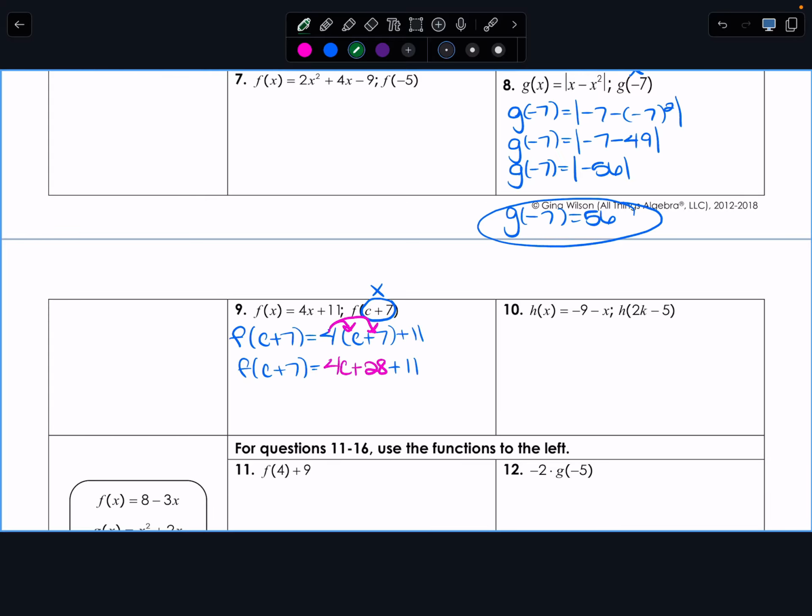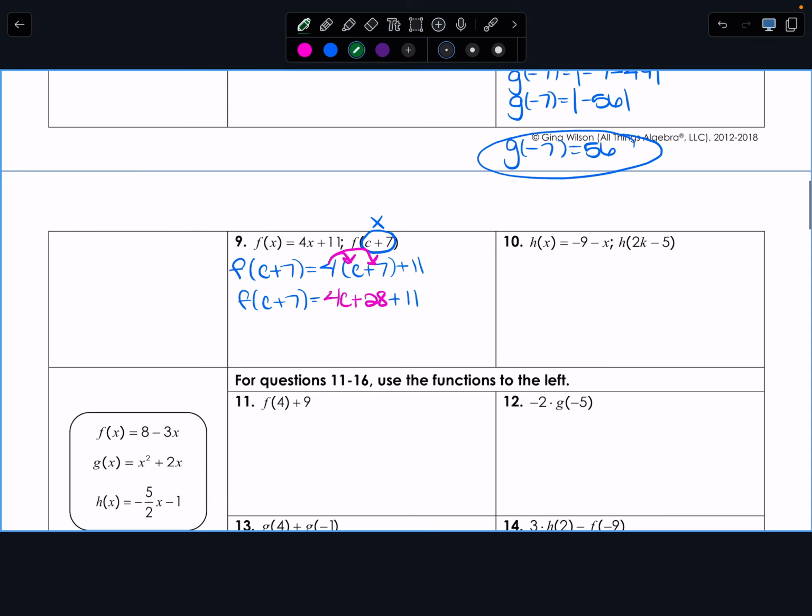We are going to add 11. I just want to make sure that nobody has any questions yet. So f of c plus 7 is 4c and then plus 39. And again, I'm leaving it. I'm not dividing by a c plus 7, because I want to know what happens when I take c plus 7 and I plug it in for x.